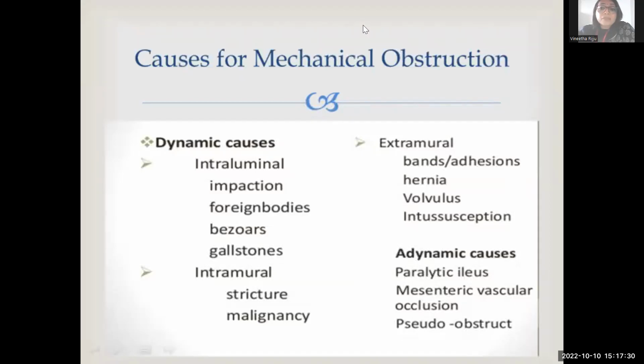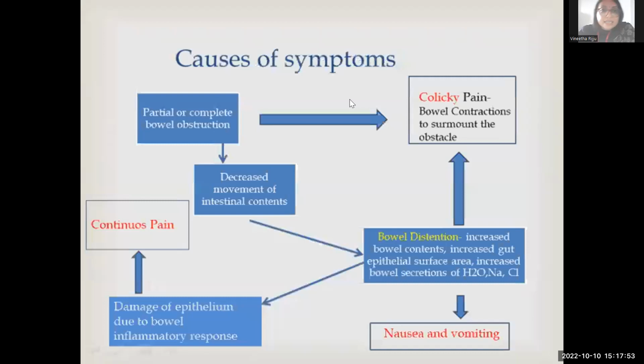Now, adynamic causes, like we said earlier, paralytic ileus, mesenteric vascular occlusion, pseudo-obstruction are all other causes. Now, I'd asked you, what are the symptoms and signs of obstruction? And you all said abdominal distension, abdominal pain, vomiting. You are all absolutely right. So that is what our next slide is.